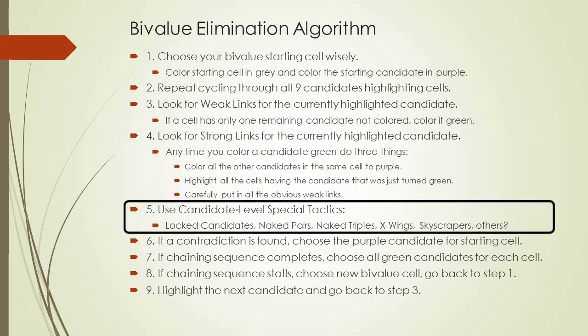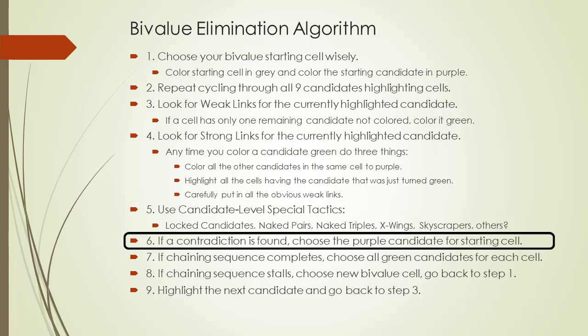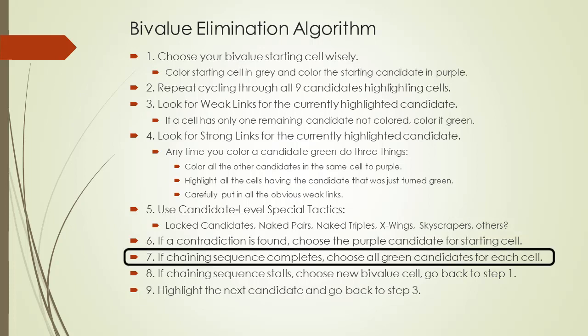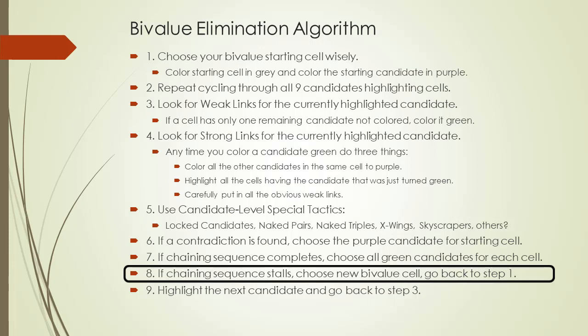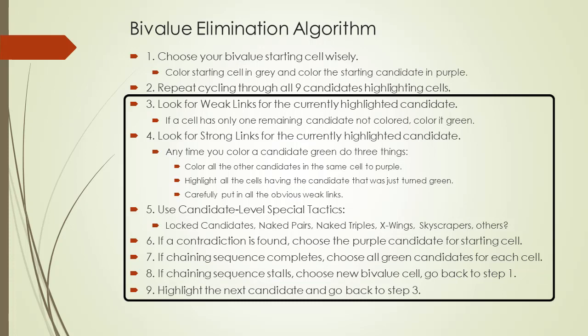If we can't find any additional strong or weak links to add to our chaining sequence, then we use candidate level special tactics. At the candidate level, we look for locked candidates, naked pairs, naked triples, and X-wings. If we find a contradiction, we set the starting cell to the number of the purple candidate. If our chaining sequence completes without any contradictions, then we choose all the green candidates as the value of their cells. If our chaining sequence stalls, we then choose a new starting cell and try again. We keep repeating the process until the chaining sequence either succeeds or fails.